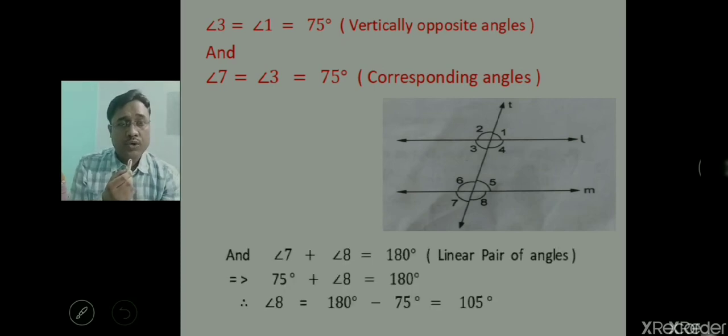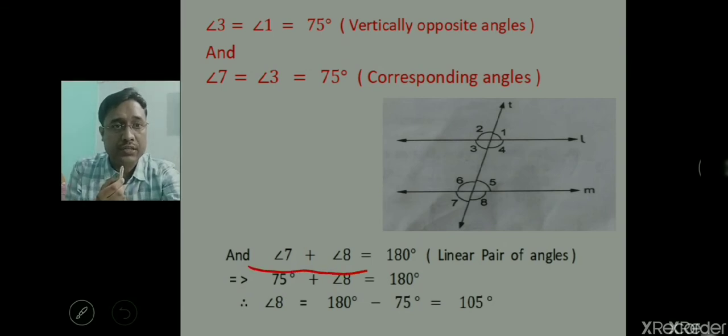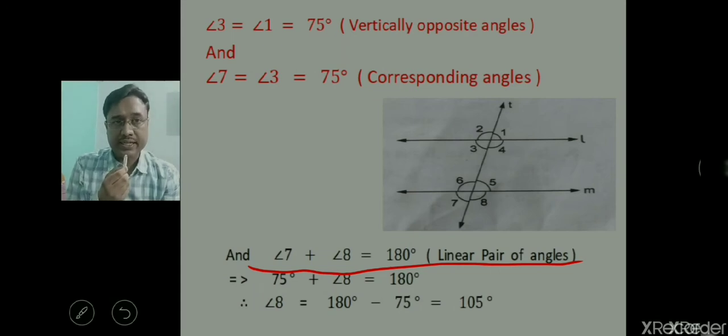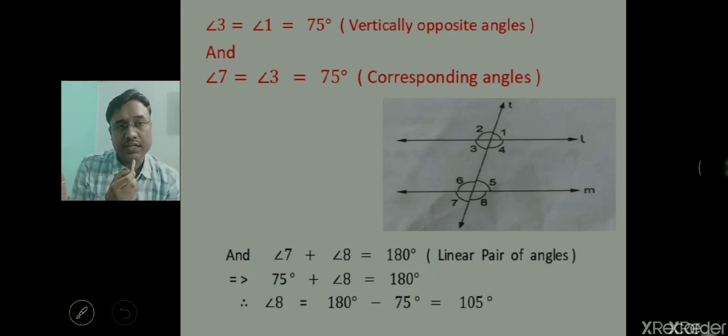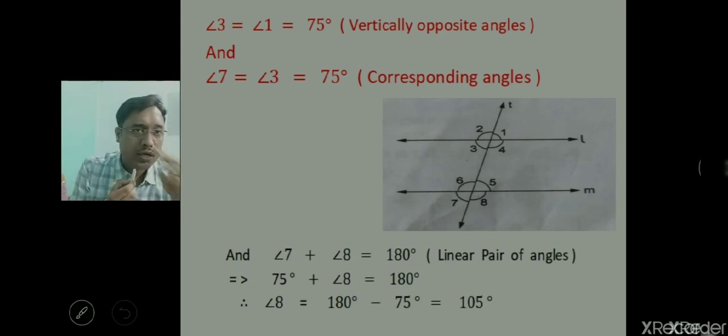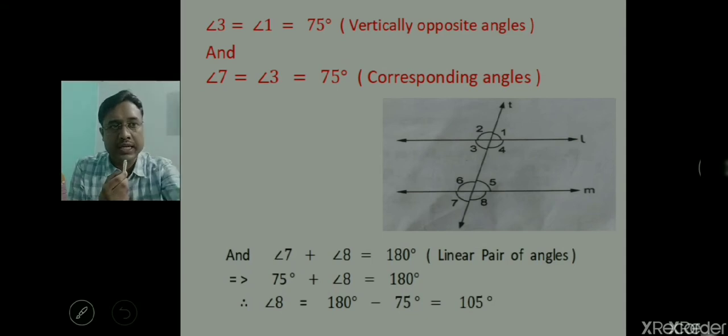Now we know that angle 7 and angle 8 form a linear pair of angles, so their sum will be 180 degrees. So angle 7 plus angle 8 equals 180 degrees. So 75 degrees plus angle 8 equals 180, means angle 8 equals 180 minus 75, which is 105 degrees. So the measurement of angle 8 is 105 degrees. This way we have got all these angles.